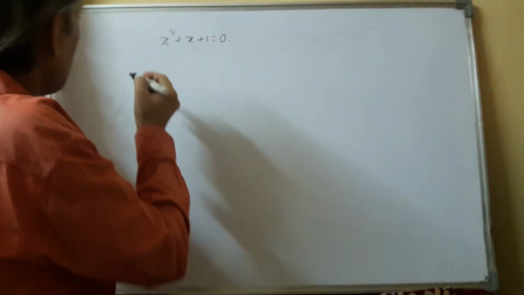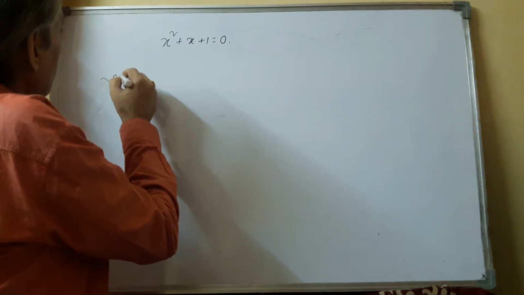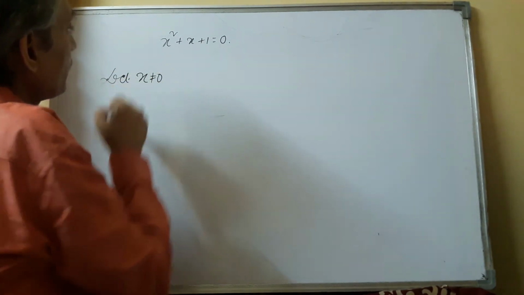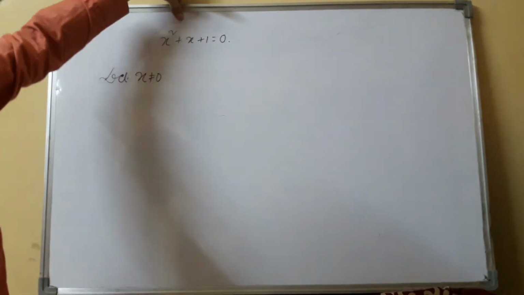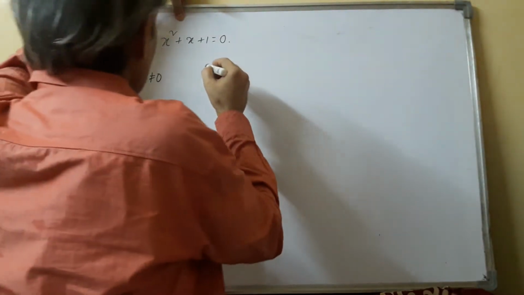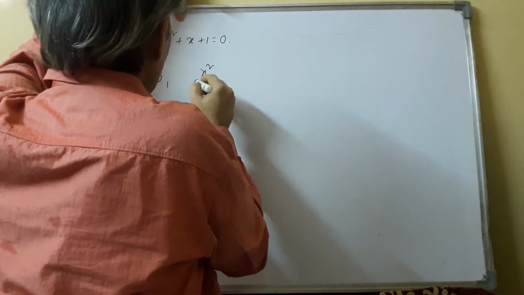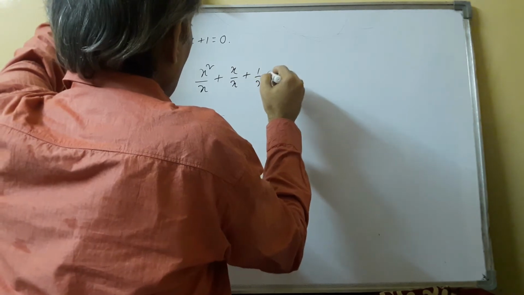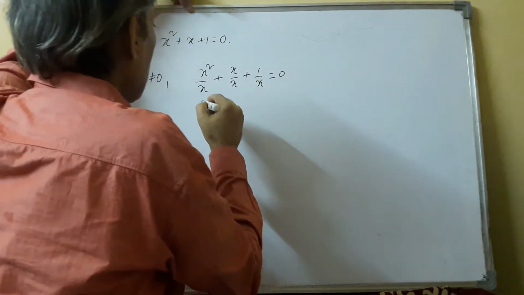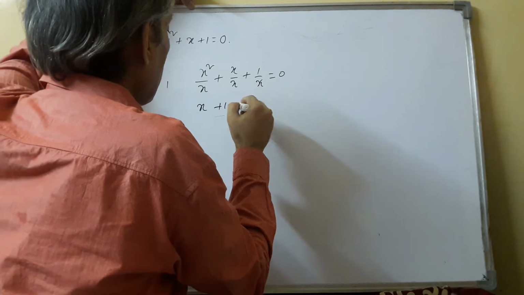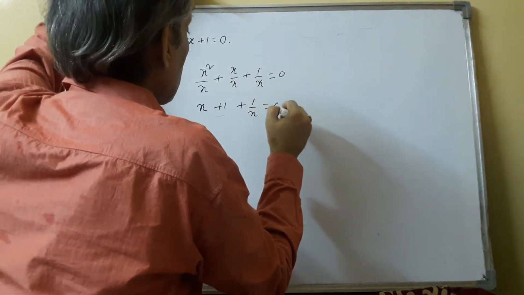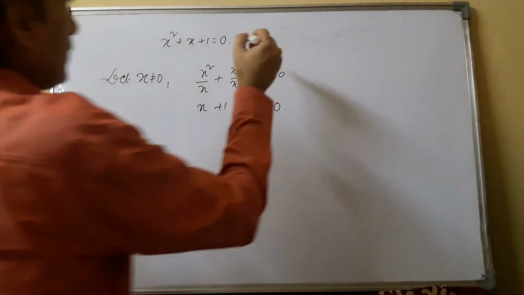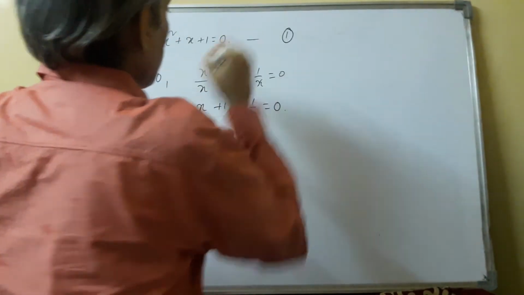Suppose x not equal to 0, then we can divide this equation both sides by x. What will happen? So we are getting x plus 1 upon x equal to 0. Now this is our original equation.